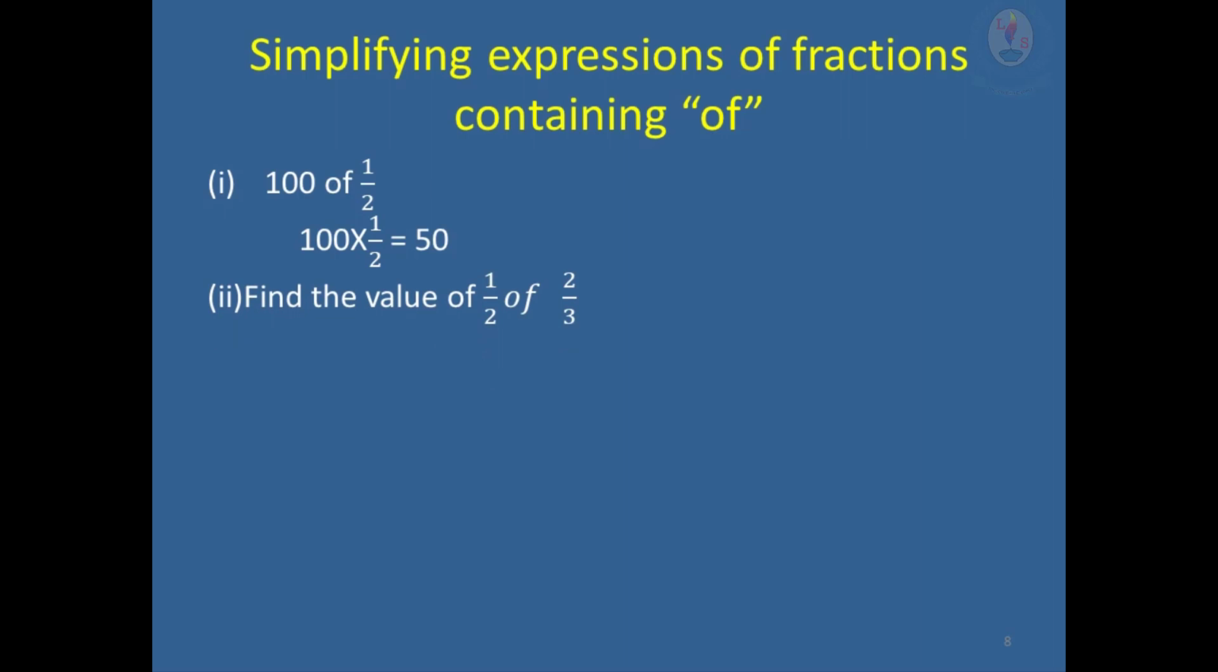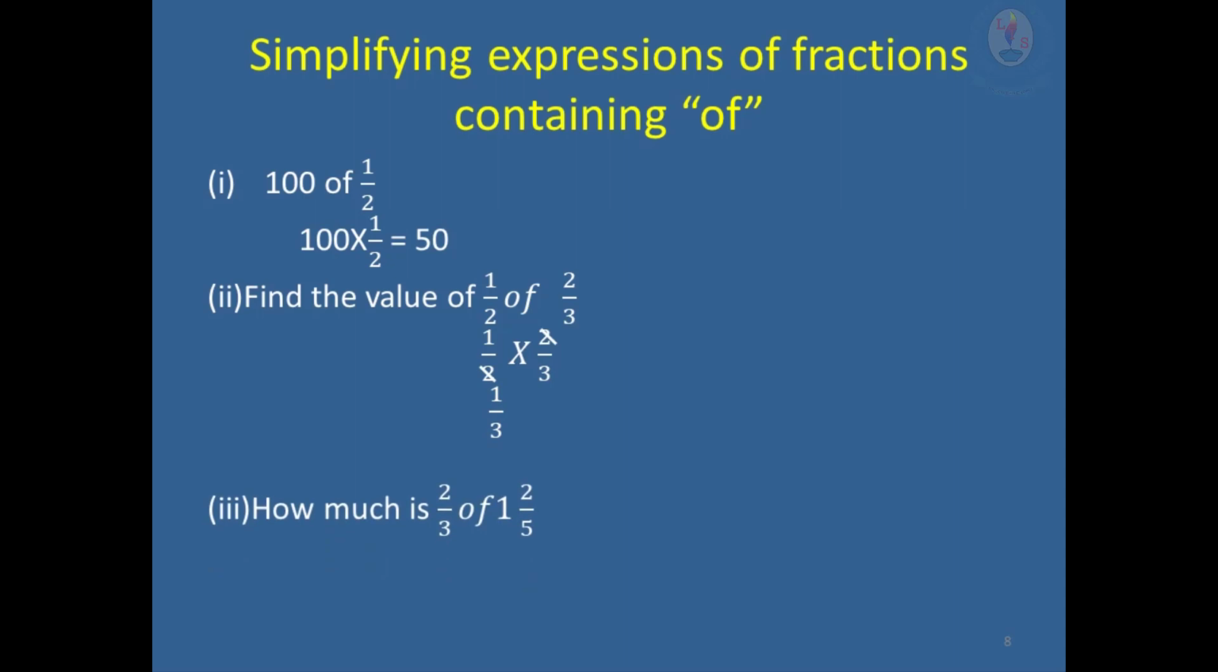Part 2. Find the value of 1 over 2 of 2 over 3. We can replace the term 'of' by the operation of multiplication. 1 over 2 multiplied by 2 over 3. We can cancel out 2 and 2. Then the answer is 1 over 3.